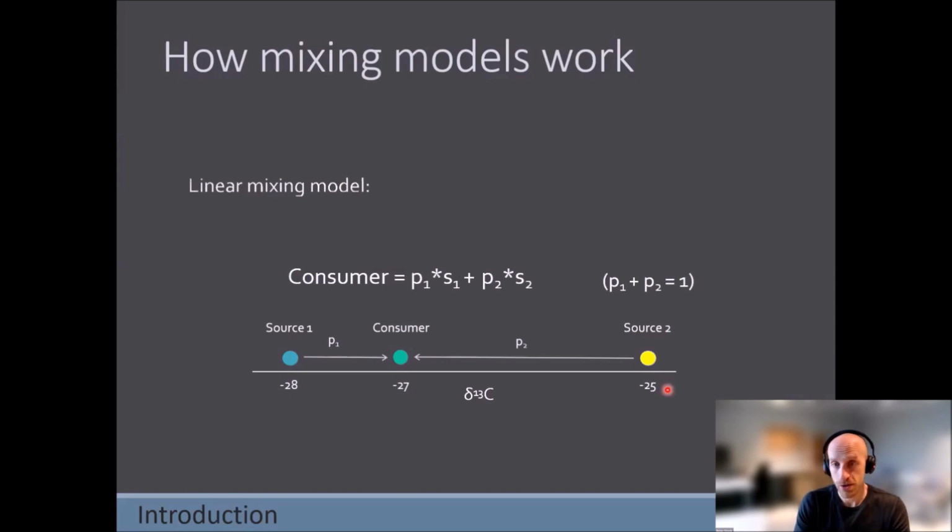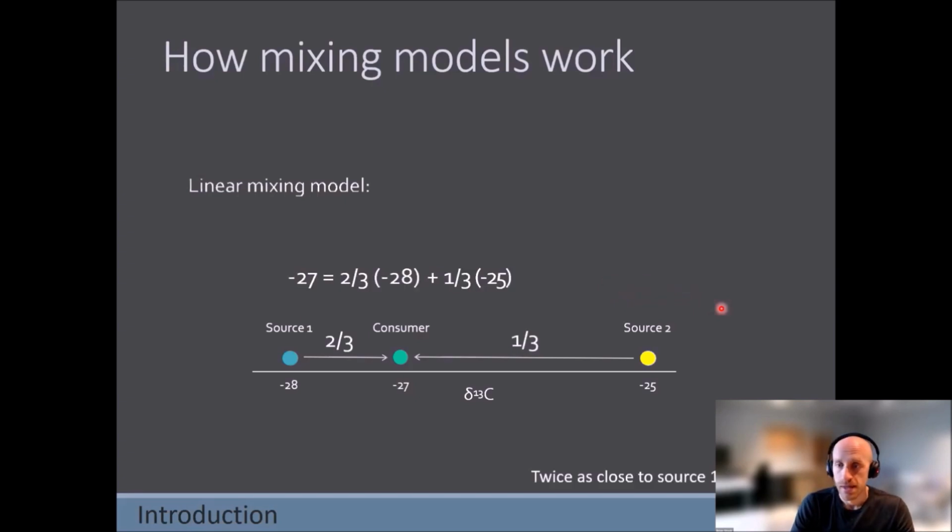The model equation has two equations and two unknowns. We want proportion source one and proportion source two. It's simply the proportion source one times the value for source one plus the proportion source two times the value for source two. And then we have this sum to one constraint, which makes these models somewhat different. The proportions have to add up to one. So we have two equations, two unknowns, and we can solve. The consumer is basically twice as close to source one as it is to source two, and so the proportion of source one is twice that of source two. So that's the basic idea.